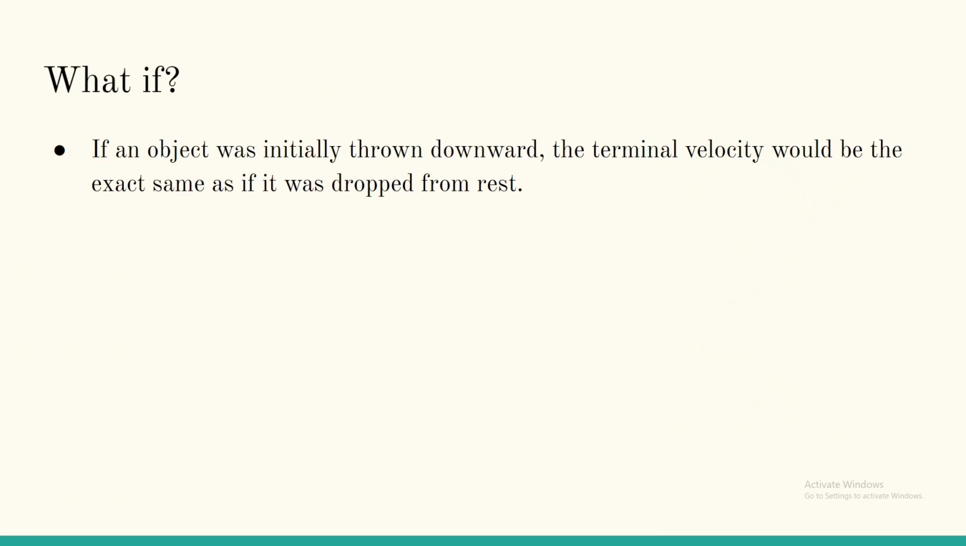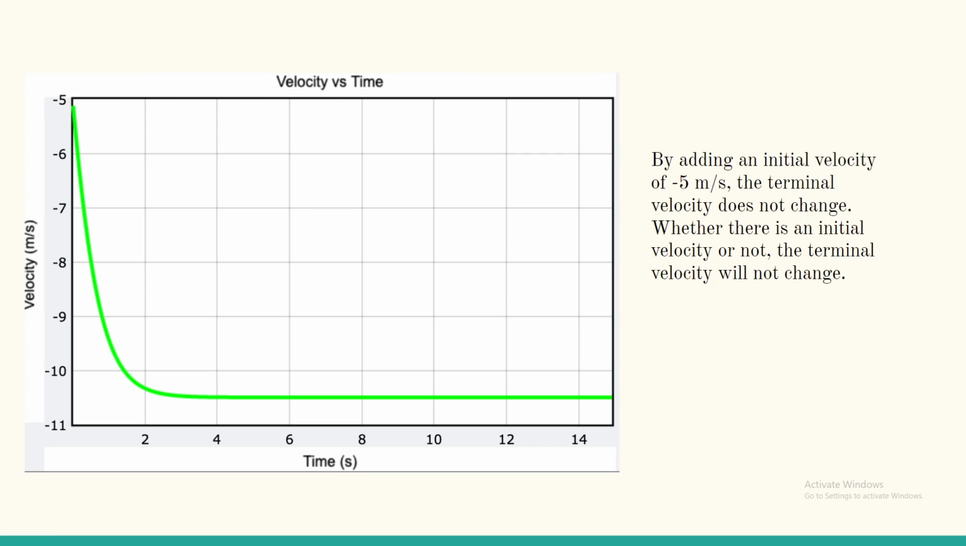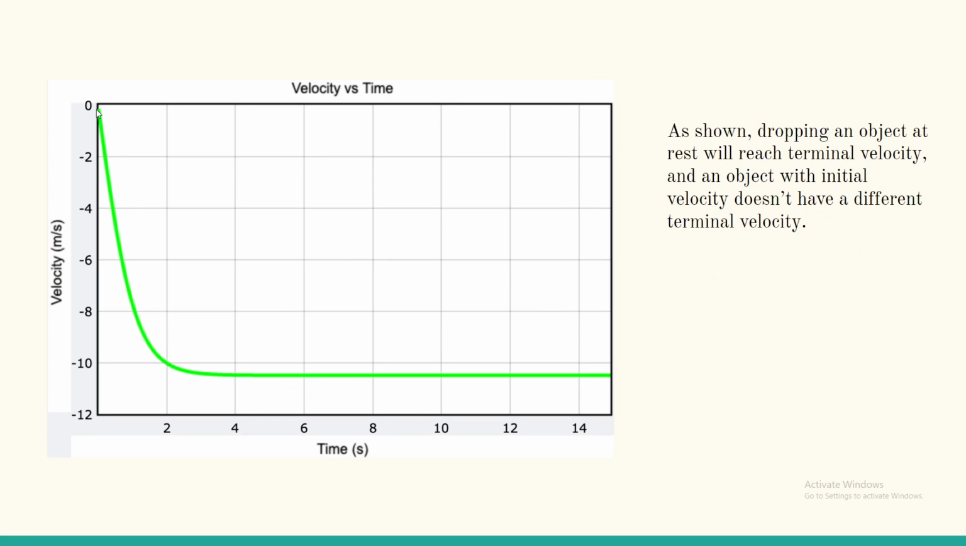If an object was initially thrown downwards, the terminal velocity would be the exact same as if it was dropped from rest. I did this by going into my computational model and adding an initial velocity of negative 5 meters per second, and this graph came up. Whether there is an initial velocity or not, the terminal velocity won't change. Just to prove it again, I started with an initial velocity of 0, and it came to the same exact terminal velocity of about negative 10.5 meters per second.